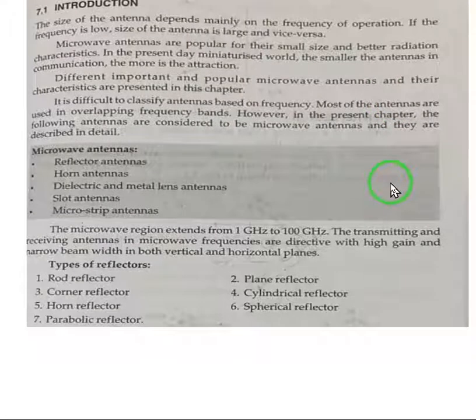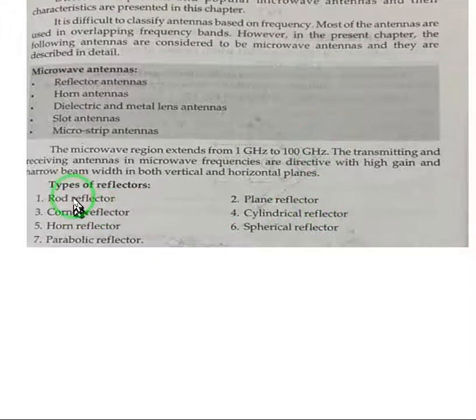There are various microwave antennas, but the popular ones are reflector antennas, horn antennas, dielectric and metal lens antennas, slot antennas, and microstrip antennas. As we know from the spectrum, the microwave frequency range is from 1 giga to 100 giga.